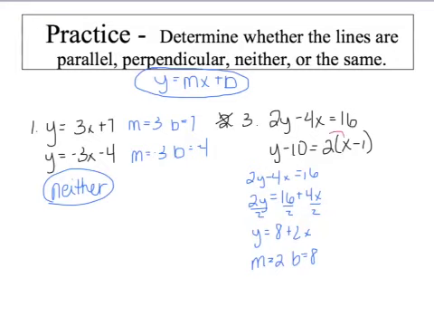Here I'm going to go ahead and start by distributing my 2. Then I want to add 10 over. Well, I also notice here I have a slope of 2 and a y-intercept of 8. Same slope, same y-intercept. These lines are not just parallel, but they're actually the same line.